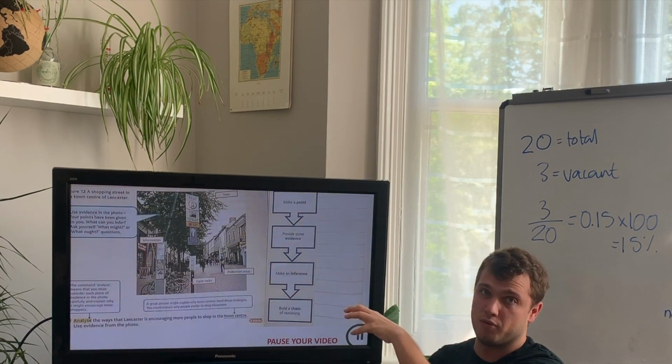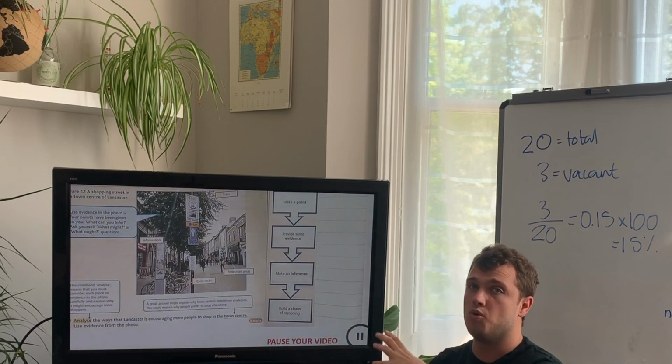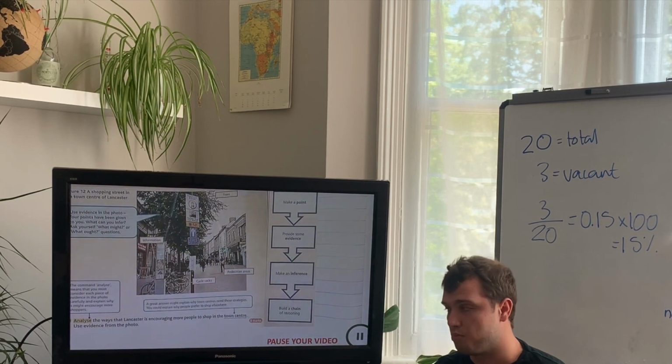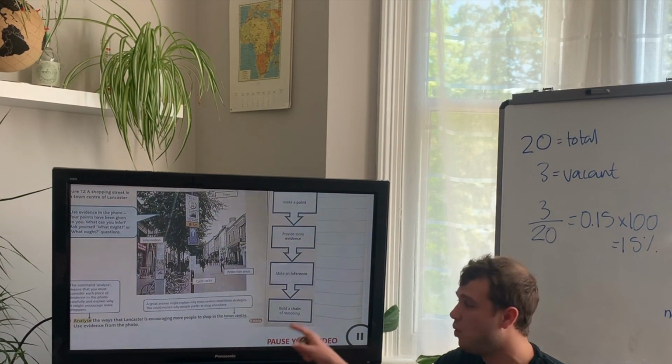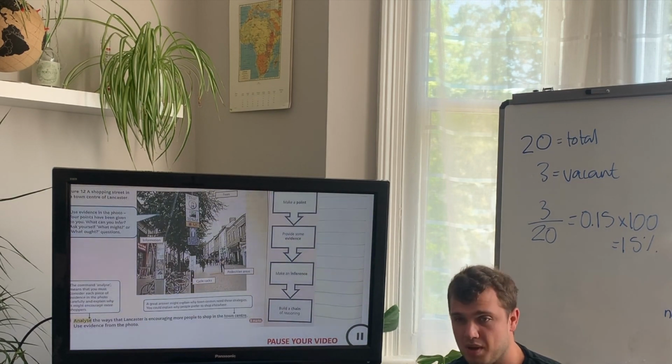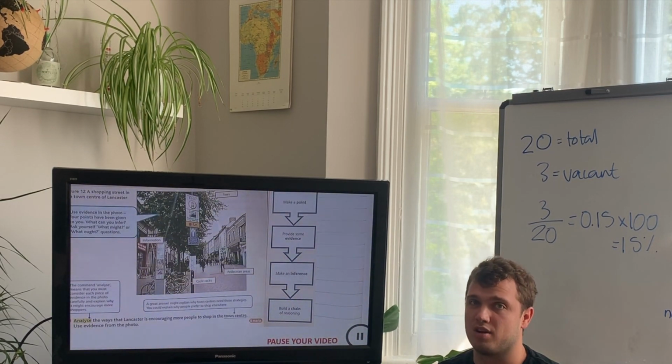So maybe pick out a couple of things from here and just have a go at expanding, at snowballing, at checking in on it, okay? So pause your video, just pick a couple and have a think. What points, if you were answering this 8-mark question, what points might you pick out and how might you elaborate them, all right?